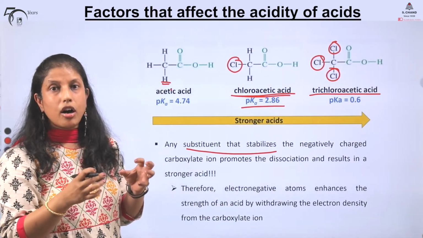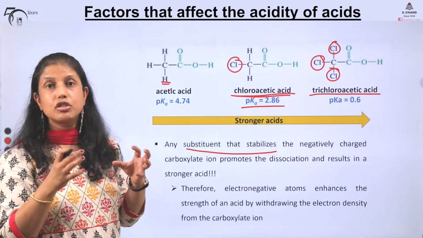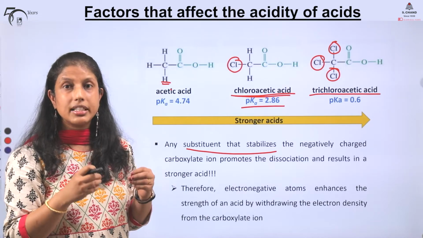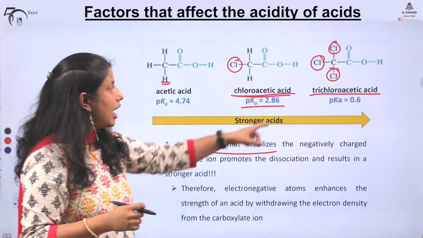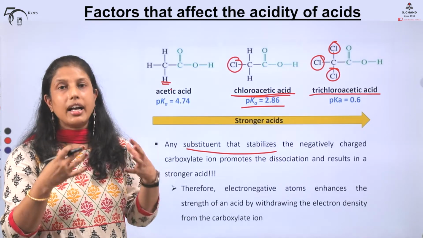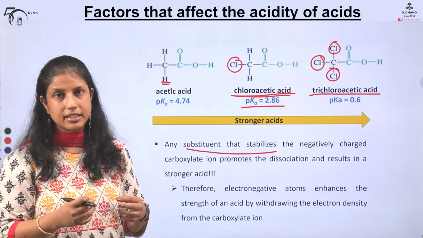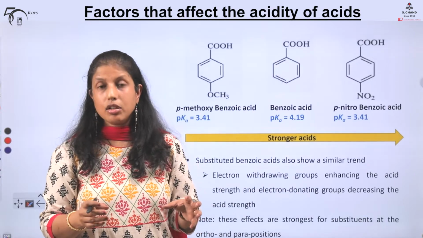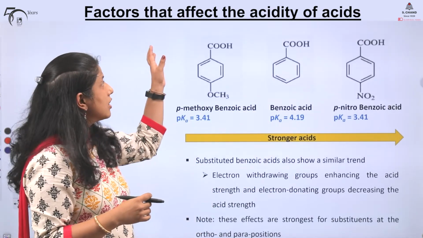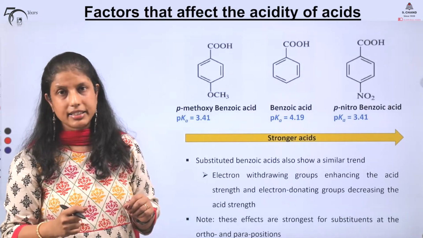So the effect of the 3 chlorine atoms is so strong, it increases the stability of the carboxylate ion so much that our trichloroacetic acid is as strong as most mineral acids. Similar factors will also affect the acidity of our aromatic acids.